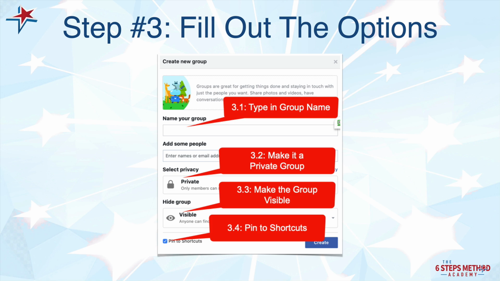Then 3.3, make the group visible so people can search for it, people can find it. 3.4, click on the pin to shortcuts button and mark that checkbox. And then over on the left-hand side of Facebook, once you've created your group, you should be able to find your group easily in the shortcuts.